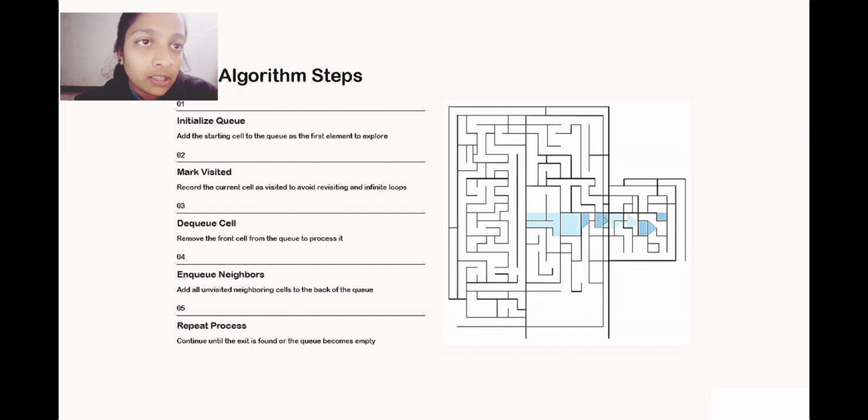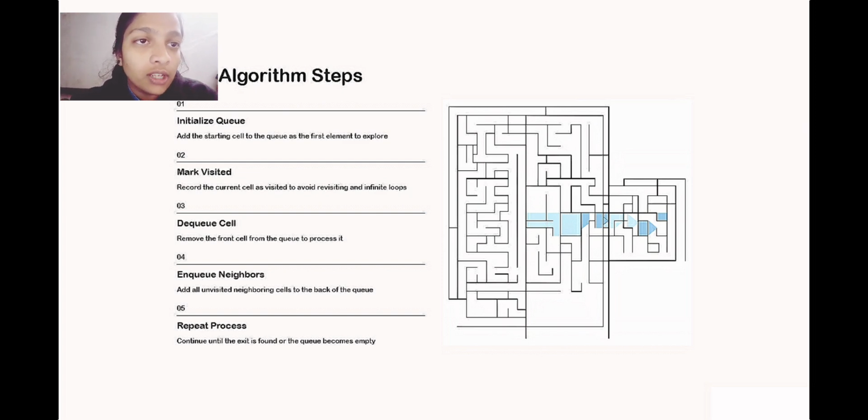And these are the breadth first search algorithm steps. First we need to initialize the queue. After initializing the queue, we add the starting cell to the queue. Then we mark all the visited nodes so that there will not be any infinite loops or repetition.